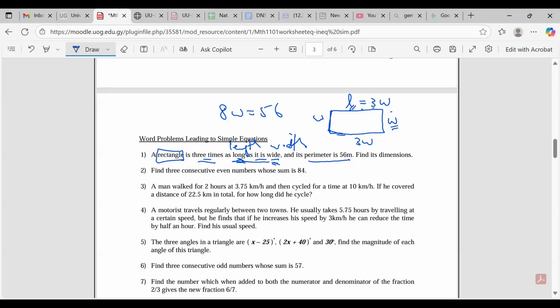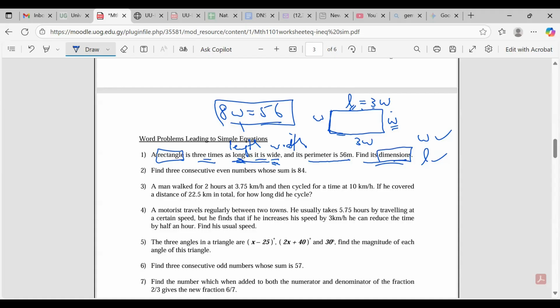So they ask you to find its dimensions. In other words, you want to find W and you want to find L. Well, you can solve this. This is a simple equation. You solve for W, you get W, and then you calculate L. So whenever the problem lends itself to a diagram, you draw it. Look for keywords. Find out what they want you to find. In this case, you want the dimensions, the length and the width.